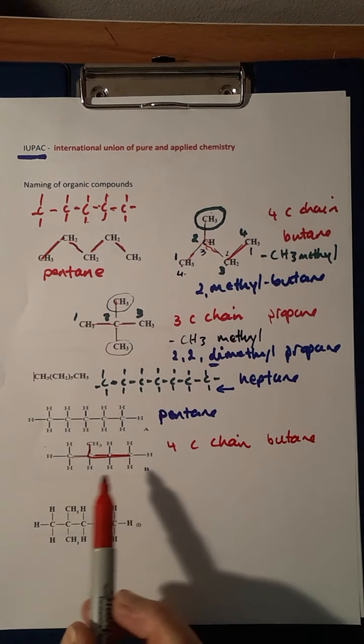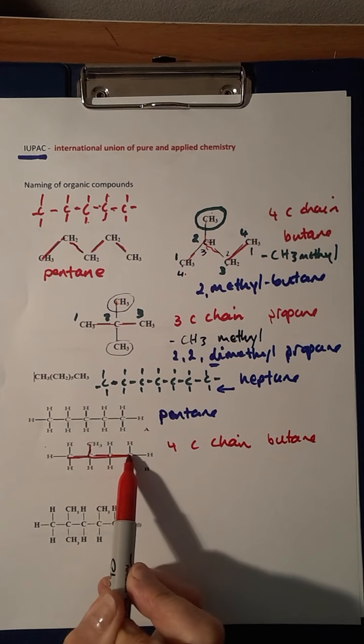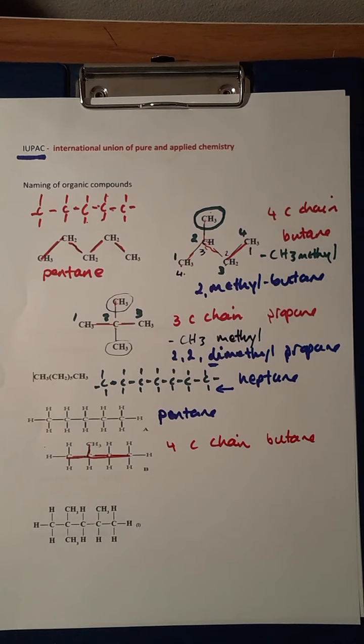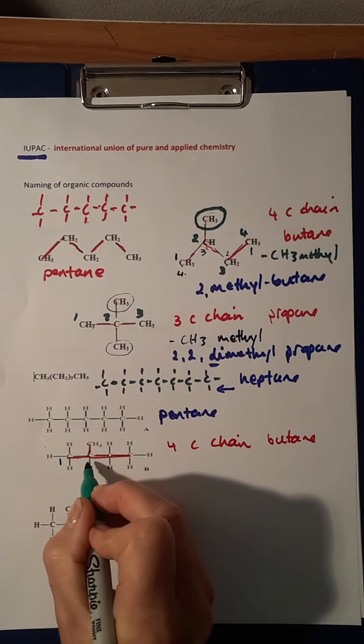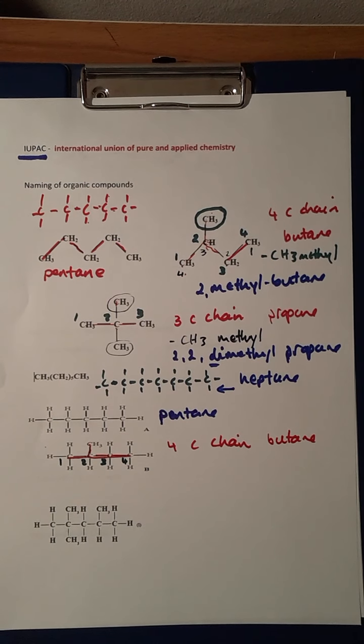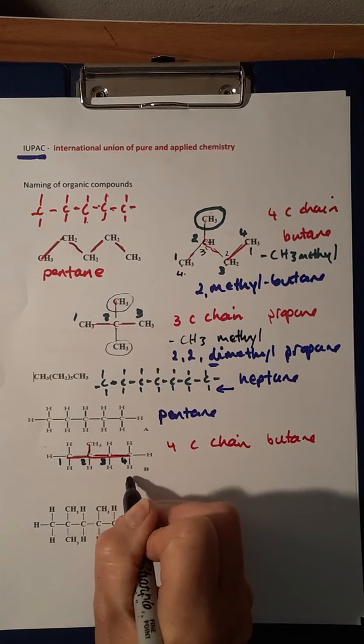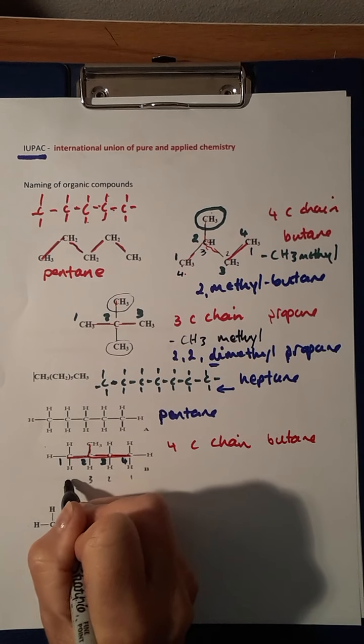Okay, so just for ease's sake, I'm going to go with the 4-carbon chain horizontally along there. I'm going to number the carbons: carbon 1, carbon 2, carbon 3, carbon 4, if I go left to right. If I number right to left, that's going to be carbon 1, carbon 2, carbon 3, carbon 4.